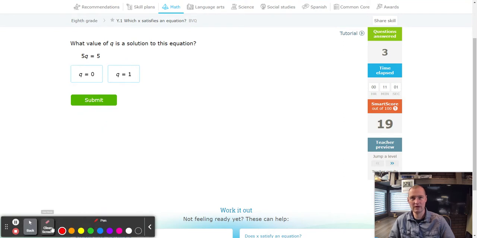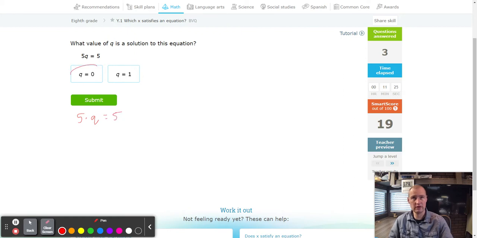All right, let's jump on this one. We got 5Q equals 5. So we got 5 times Q. So remember, a constant is any number that doesn't change, so 5 is not going to change. And a variable, the variable is a Q, which is the number we're plugging in for, equals 5. So that's multiply, equals 5.